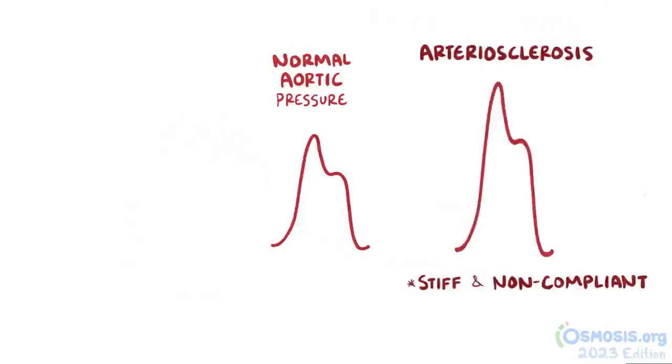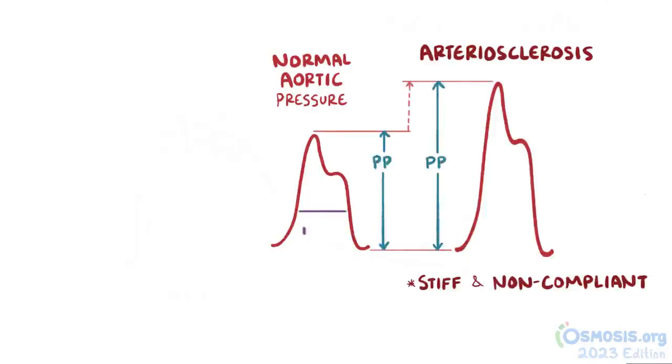The baseline diastolic pressure usually doesn't change, but the extra volume of blood that exerts pressure on the walls during systole results in enormous increases in systolic pressure because the walls are so stiff. The high systolic pressure with the unchanged diastolic pressure means that there's also an increased pulse pressure, and therefore an increased mean arterial pressure.